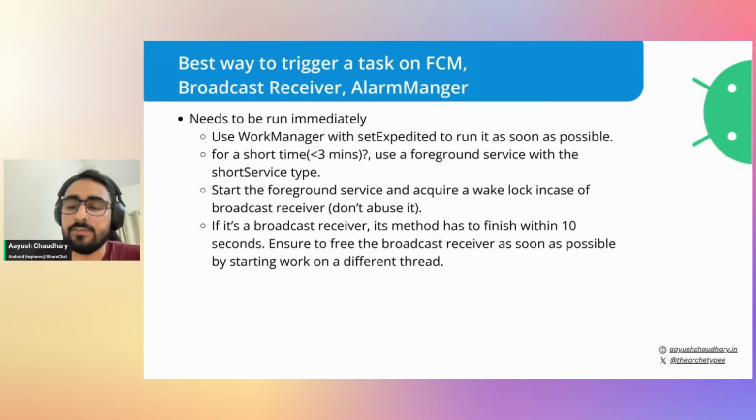Then you can use the short service type. You won't have to add any permissions for that. If not, then you can always use foreground services and acquire a wake lock in case of a broadcast receiver. You don't have to acquire a wake lock if you are starting a foreground service through AlarmManager or high priority FCM.